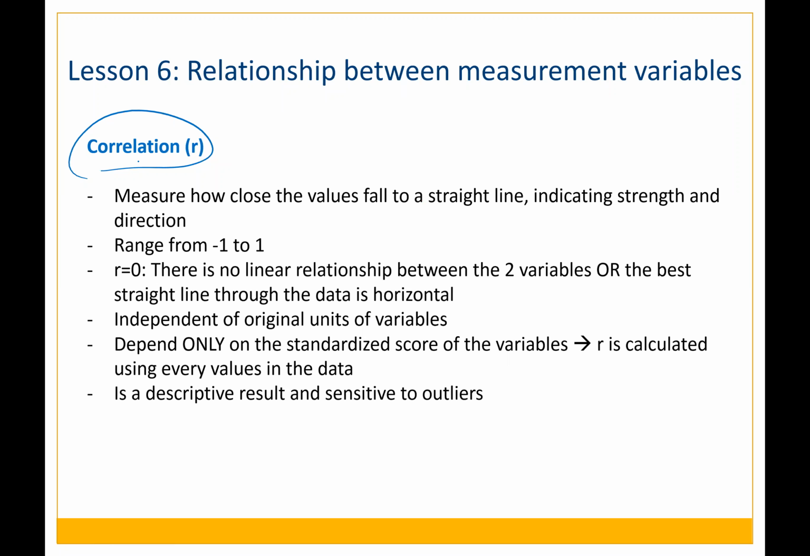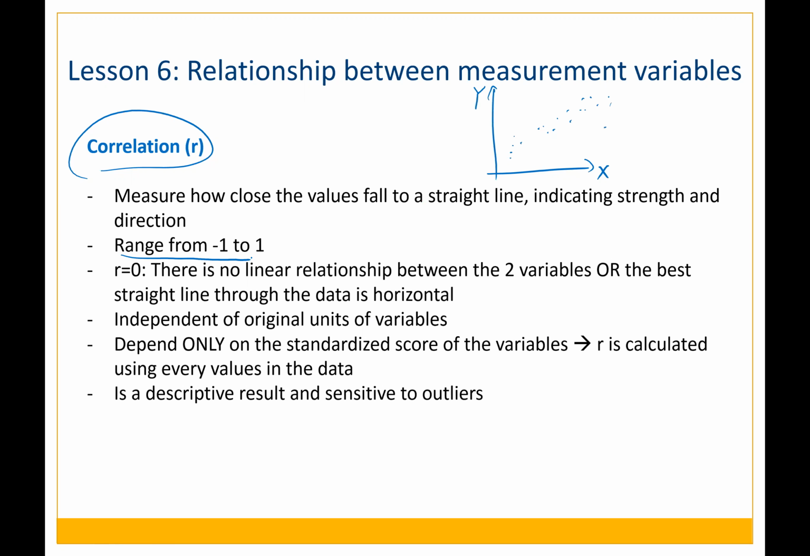Correlation just measures how close the values fall to a straight line, indicating the strength and the direction of the relationship. You can use a scatter plot to represent x and y and see how they fall into a straight line with one another. The range is from -1 to 1. The closer to -1 or 1, the stronger the relationship, and a positive correlation means a positive relationship: when one increases, the other also increases.